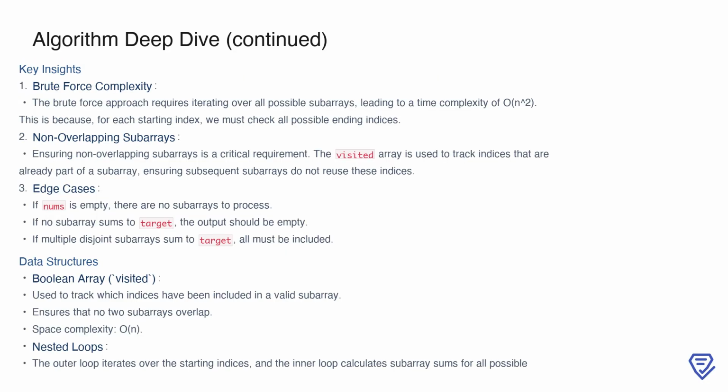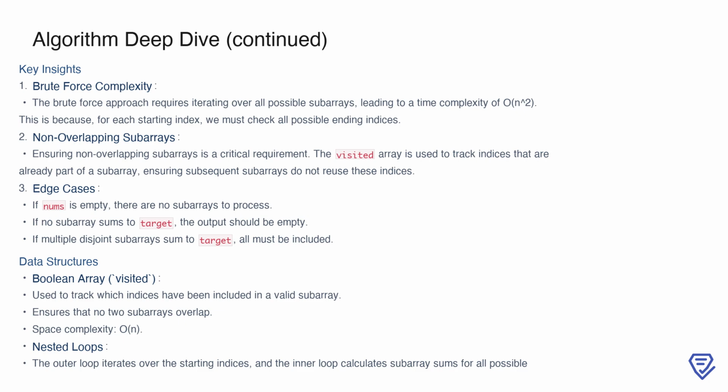Analyzing the brute force method, we observe that its time complexity is O(n²) due to the nested loops iterating over all possible subarrays. This means that for each starting index, we must evaluate all potential ending indices, leading to quadratic growth in computation as the array size increases.